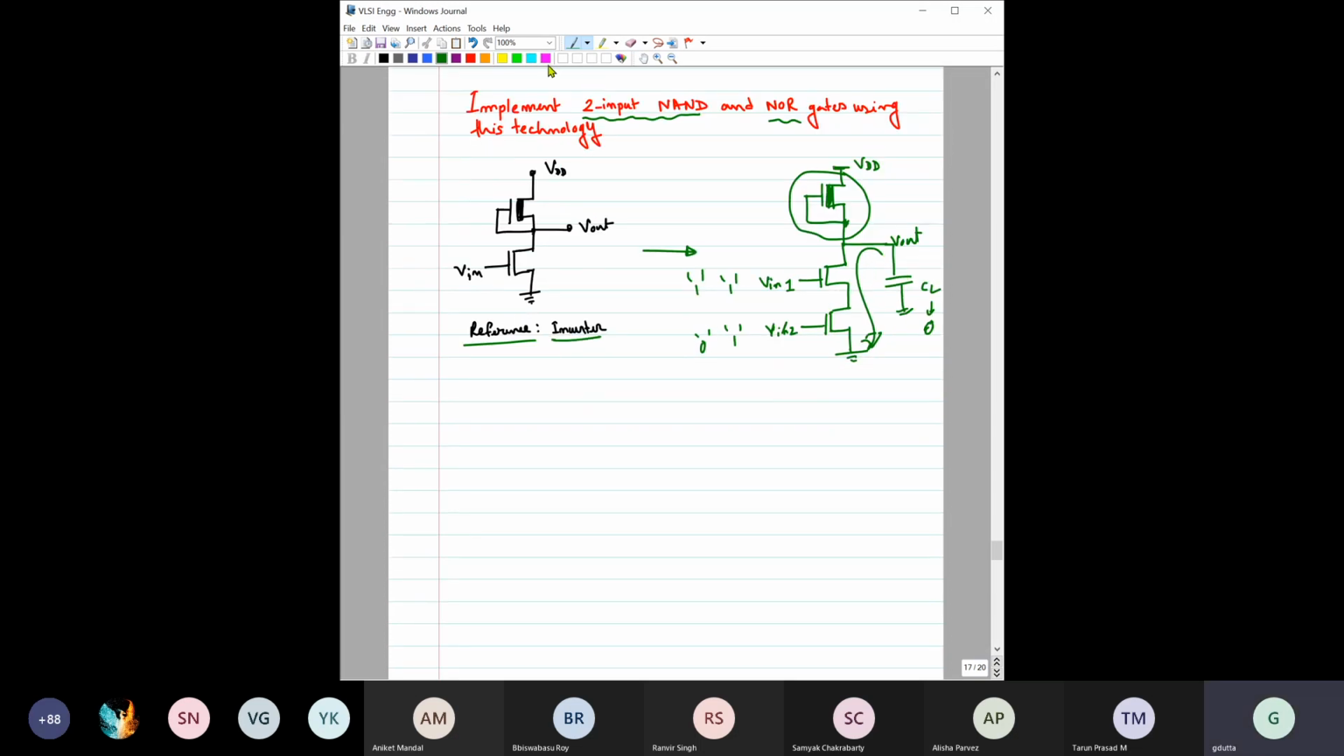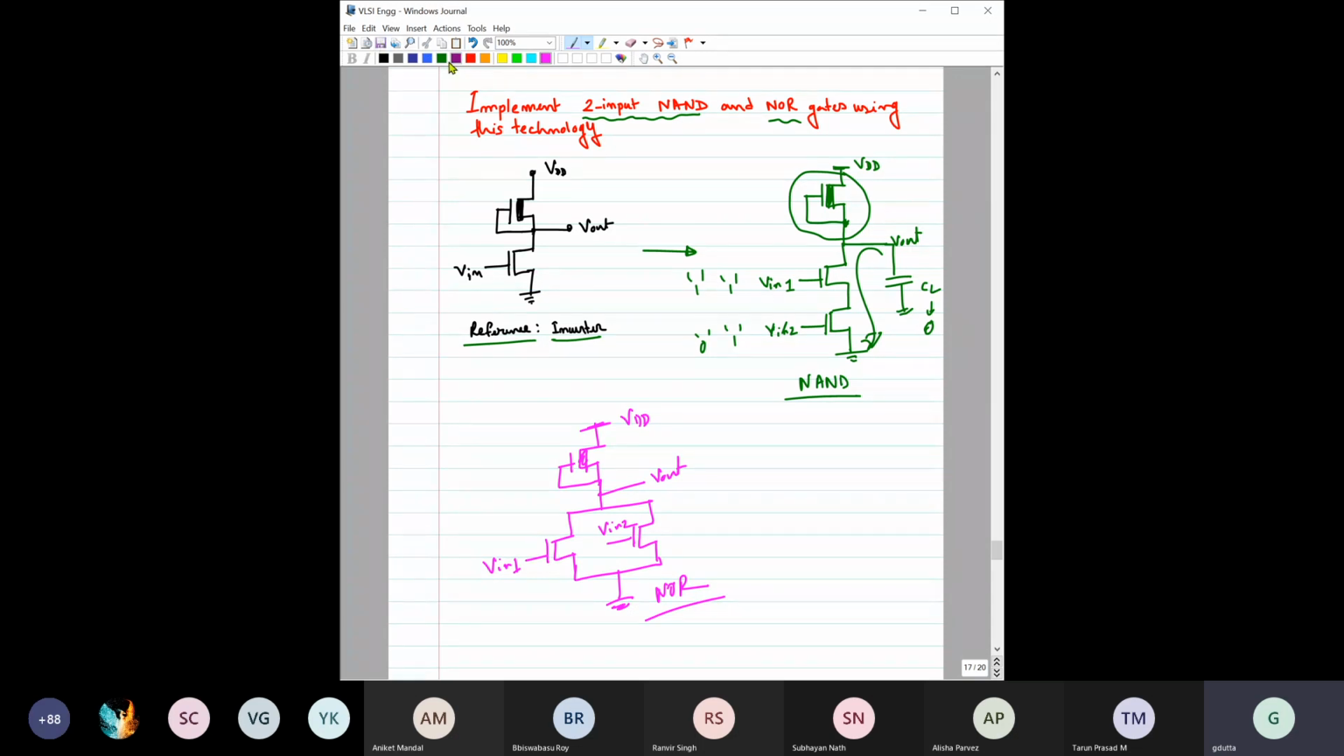Okay. Then can anyone else tell me what about the NOR gate? The drivers would be in parallel. Very good. For the NOR gate, they would be in parallel. So this is Vin2, this is Vin1. This is NOR. So here the difference is this one, right?